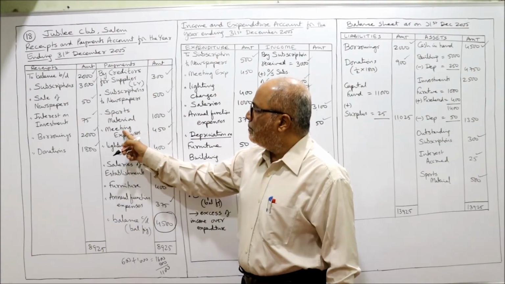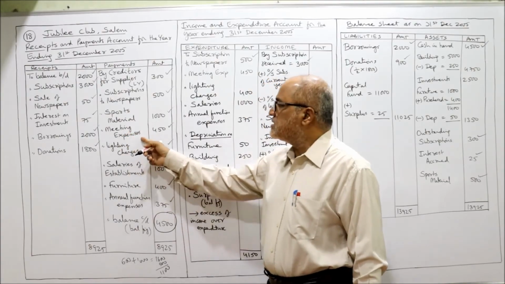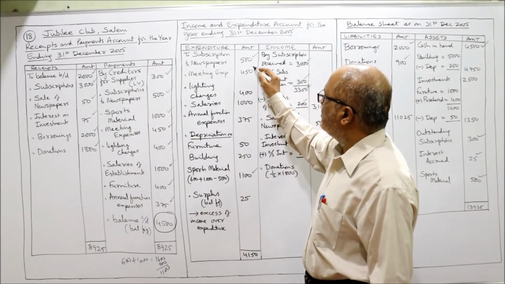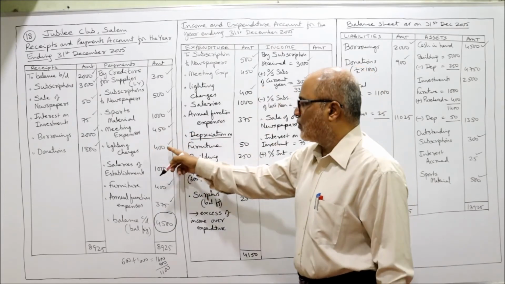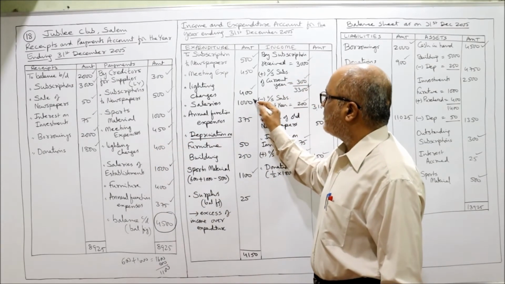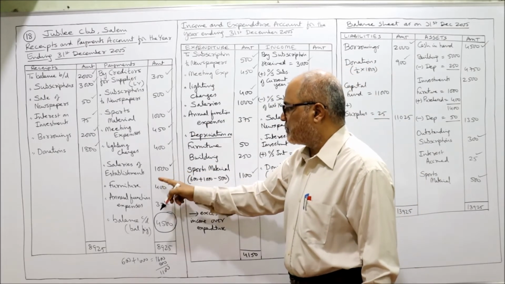Next comes meeting expenses. It is revenue expenditure, 450. So meeting expense I have taken. Lighting charges 400. Salary of establishment 1000.